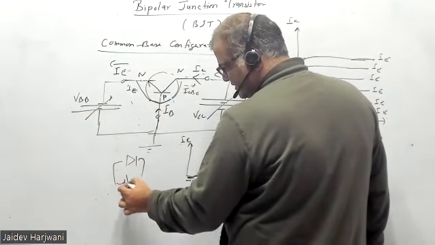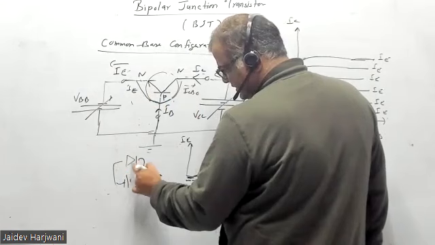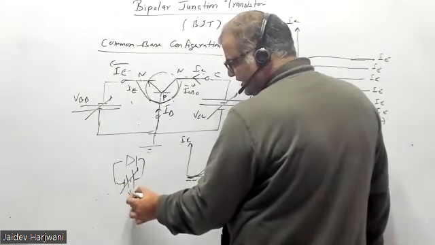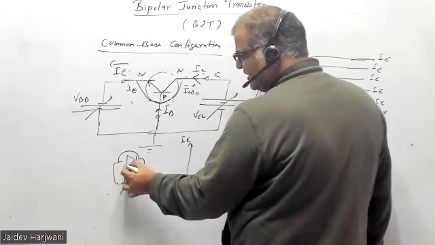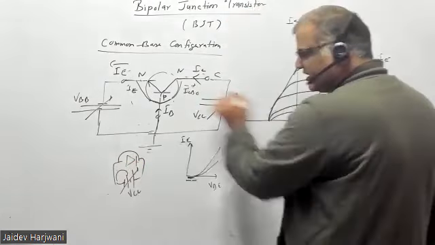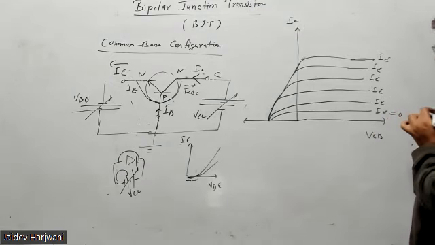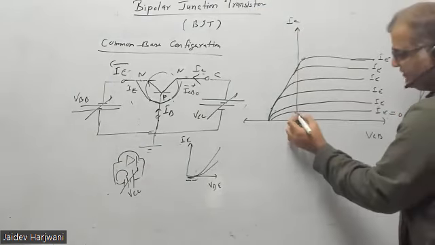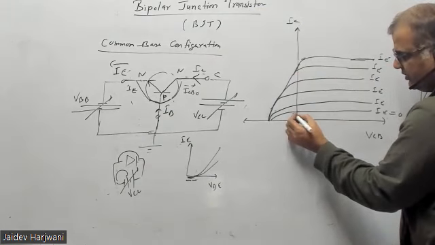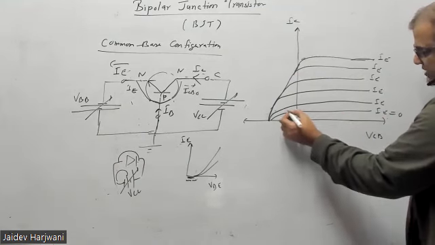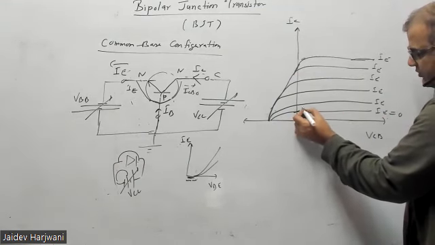That means this is minus, this is plus. So here also you're applying VCC. So some VCB is coming here and a reverse saturation current is flowing. So if I keep IE 0, my IC will be equal to ICBO. So this point will be equal to IC. So IC will be ICBO. So this point is equal to ICBO.